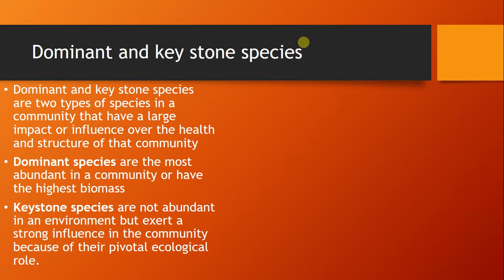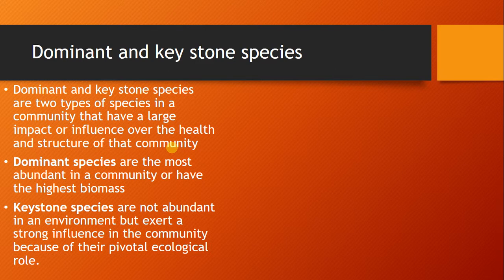That brings us to what's called dominant and keystone species. Dominant and keystone species are two types of species in a community that have a large impact or influence over the health and the structure of that community. Both of these have special terms because they have a giant impact or influence over the health and the structure of a community. They're like the main players.